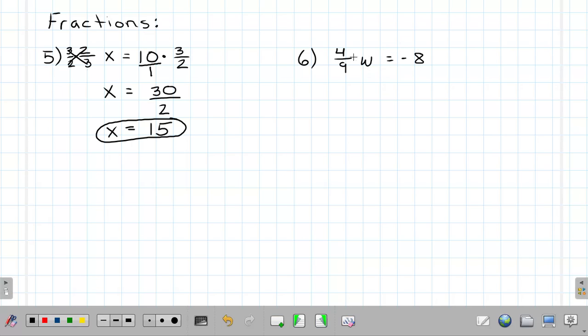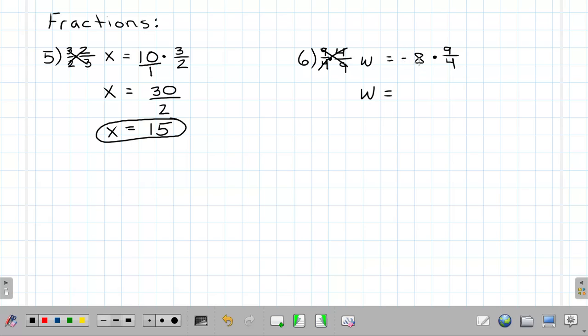Same thing with number 6 over here. 4/9 times W is equal to -8. Once again, we have this fraction times our variable, so that means we need to divide by this fraction. But if we remember our little trick, instead of dividing by a fraction, we can just multiply by its reciprocal. So if we have 4 over 9, its reciprocal is going to be 9 over 4, so 9/4. But we have to bring it over here and do the same. So in this case, 9/4 times 4/9. Same thing we had happen earlier, and you'll see this is a common thing with the next few examples. Those cancel out, leaving us with W.